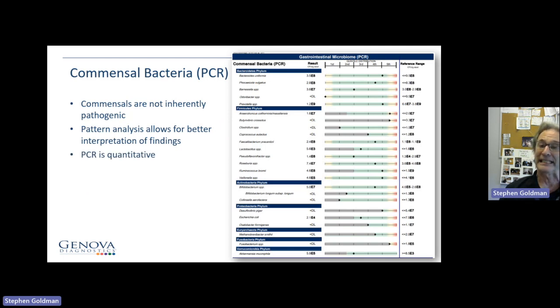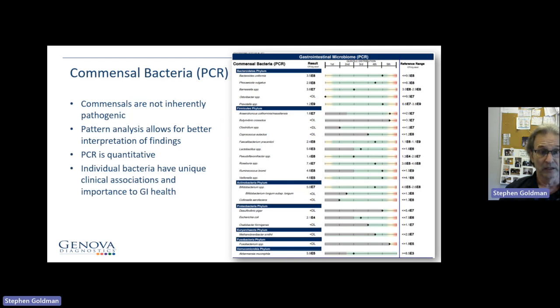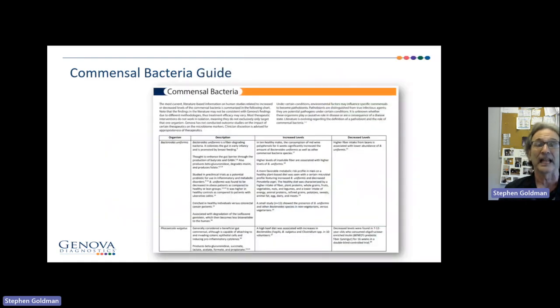This is PCR. It's a DNA technology. It's quantitative. How many are there? So individual bacteria have unique clinical associations, but the patterns are very important. And we have a PDF in the support guide on the website that lists each of these individually if you want to kind of dig into them individually. And that's what it looks like.